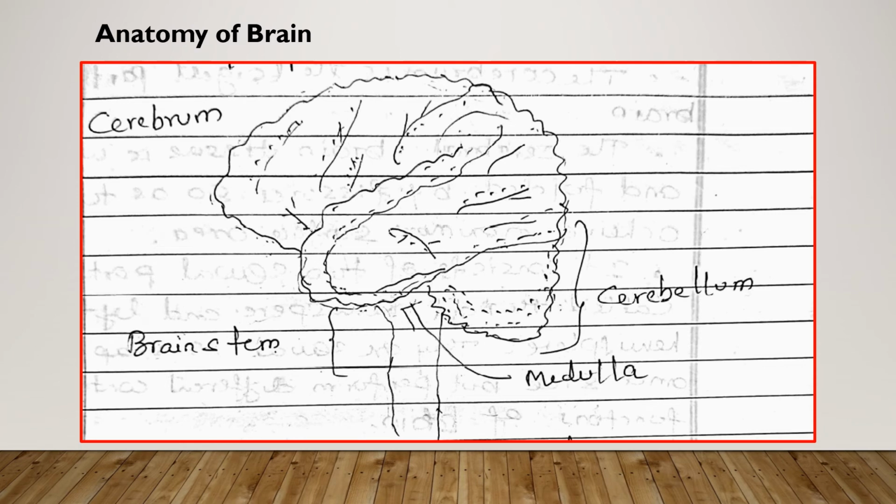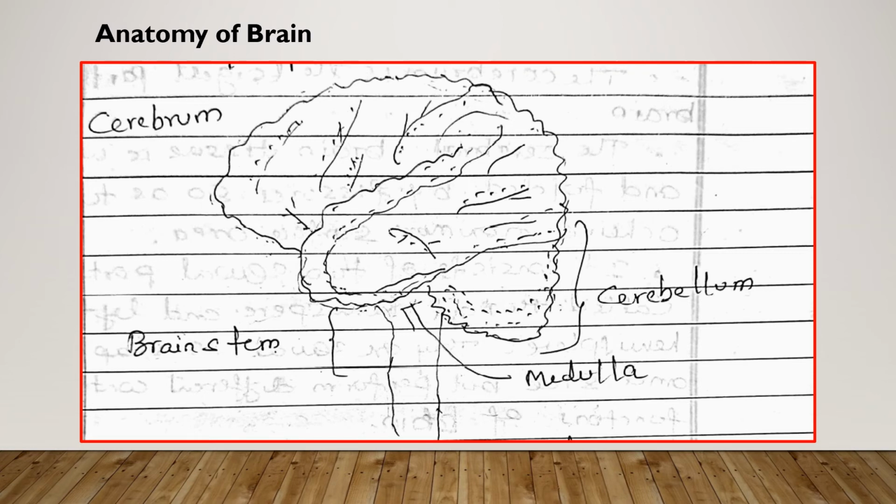The next one is the anatomy of the brain. The human brain is basically divided into three regions. One is the brainstem, second is the cerebellum, and third is the cerebrum. We will see them one by one. First we will see what exactly is meant by the brainstem. The brainstem encloses the medulla. The medulla is the center which controls regulation of respiration, heart rate, body temperature, etc.